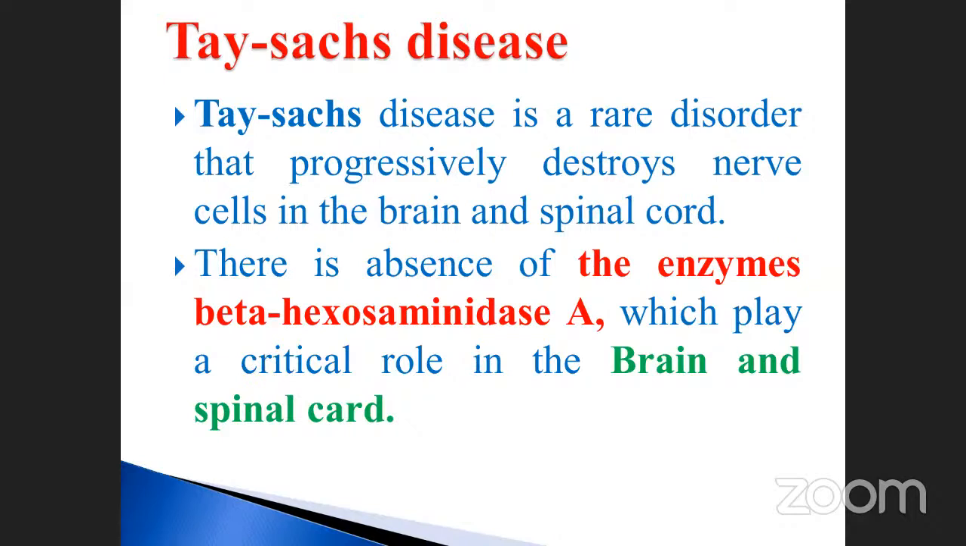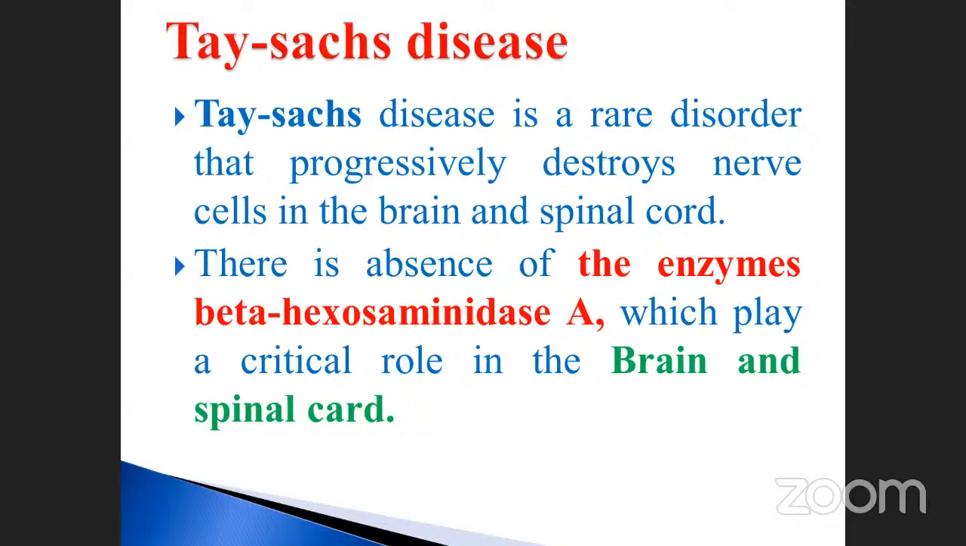See the Tay-Sachs disease. It's a rare disorder. Note it down, my dear students, that it progressively destroys nerve cells in the brain and the spinal cord. There is absence of the enzyme beta hexosaminidase A. Note it down. This part is very, very important. Beta hexosaminidase A plays a critical role in the brain and the spinal cord.